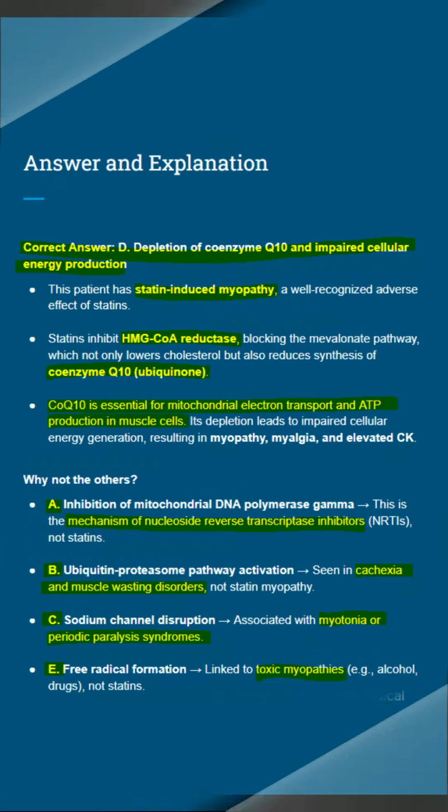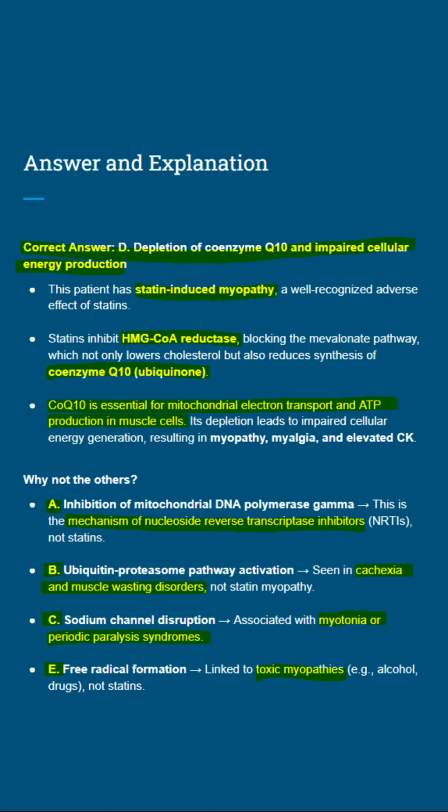And here are your options. And the correct answer is depletion of coenzyme Q10 with impaired cellular energy production. Statin inhibits HMG-CoA reductase, blocking the mevalonate pathway. While this effectively lowers cholesterol, it also decreases synthesis of coenzyme Q10 or ubiquinone. CoQ10 is critical for the electron transport chain in mitochondria, and its depletion leads to reduced ATP generation in skeletal muscles. This explains the patient's weakness, muscle pain, and elevated CK levels.